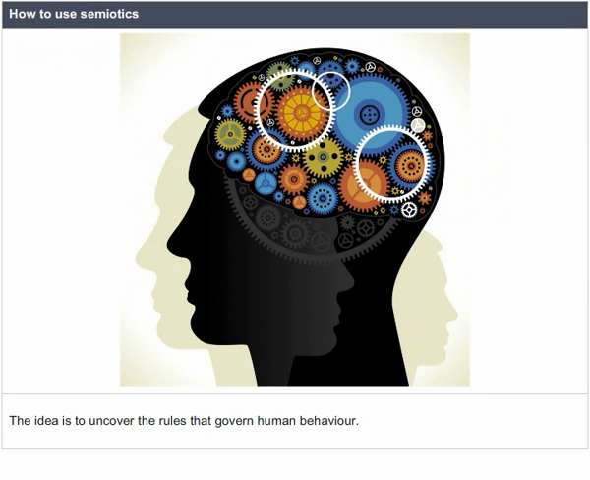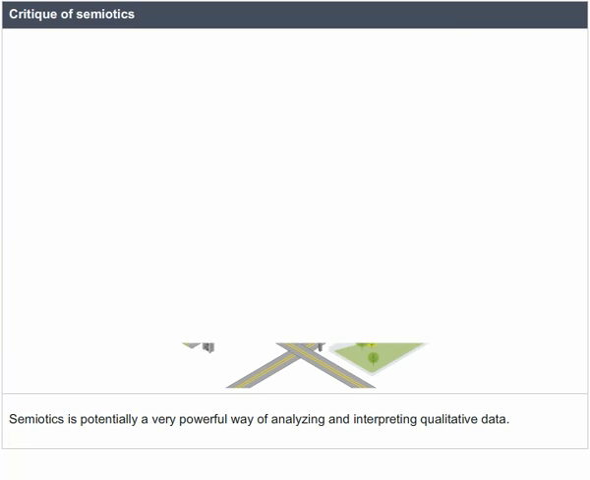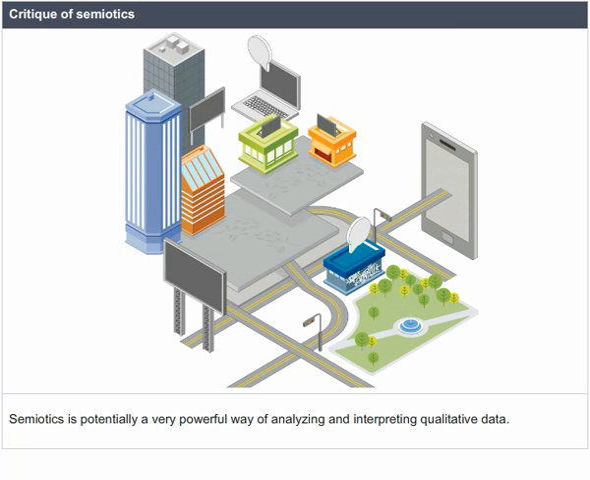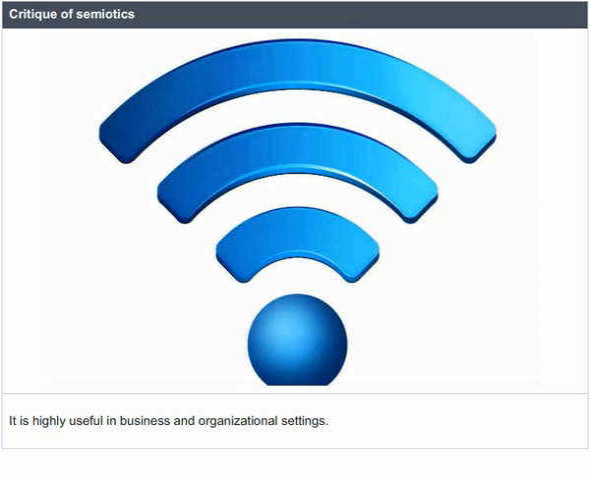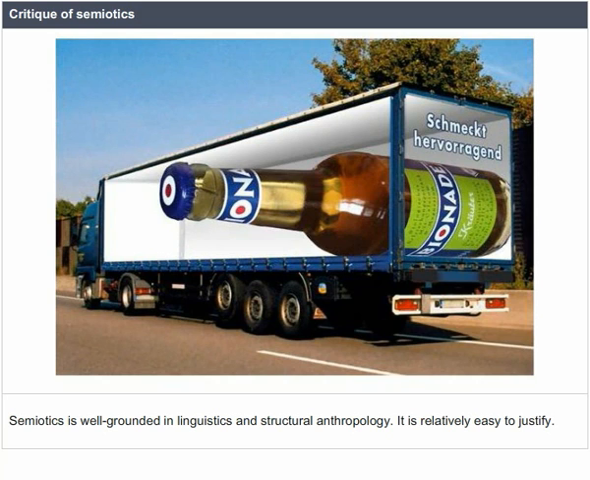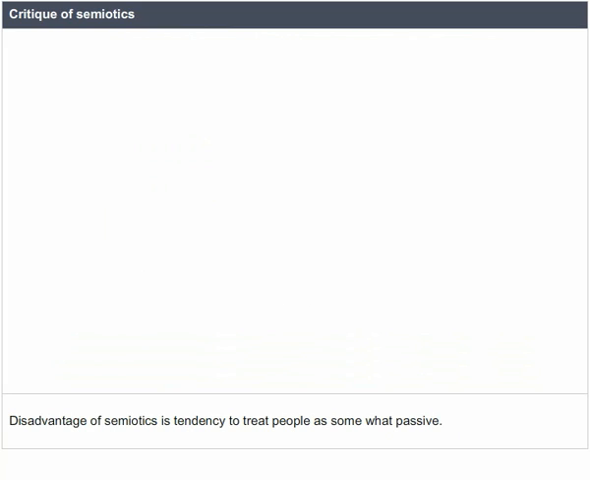Critique of semiotics. Semiotics is potentially a very powerful way of analyzing and interpreting qualitative data. It is highly useful in business and organizational settings. Semiotics is well grounded in linguistics and structural anthropology. It is relatively easy to justify. A disadvantage of semiotics is the tendency to treat people as somewhat passive.